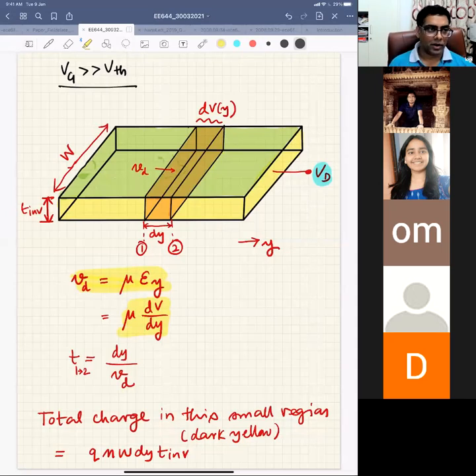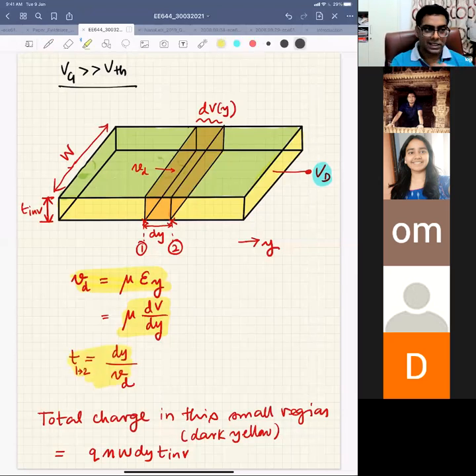The time required to go from position 1 to position 2 is nothing but dy divided by the drift velocity. So this is the time.